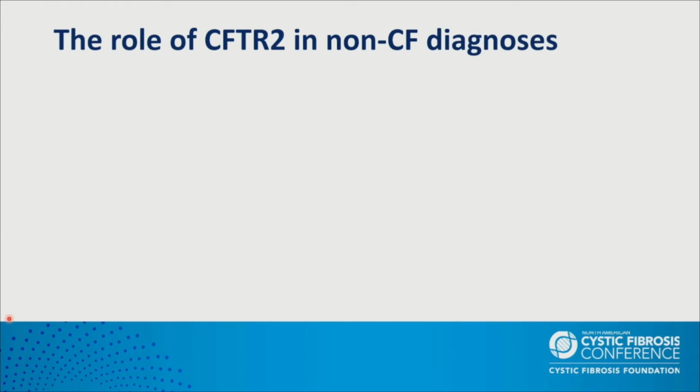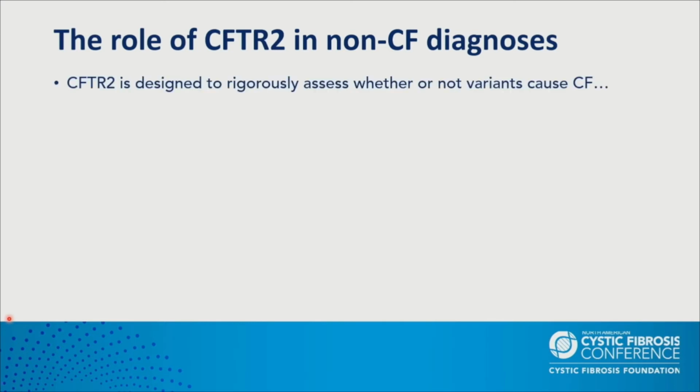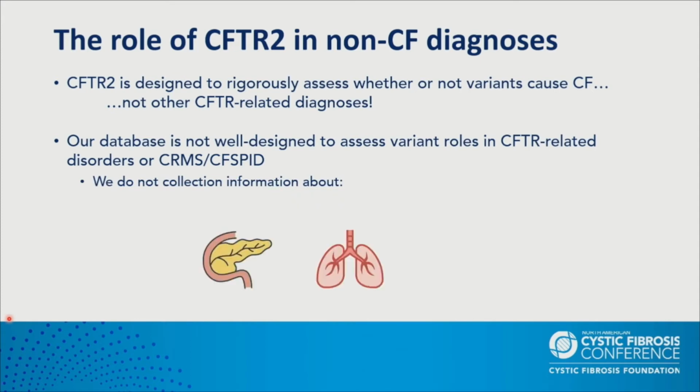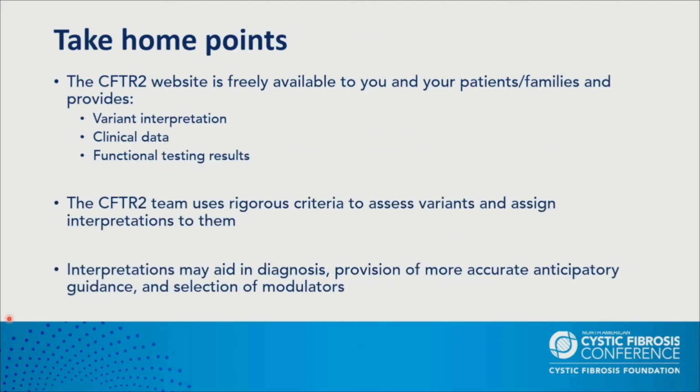Very briefly, I want to touch on the role of CFTR2 in non-CF diagnoses. We don't have one. We rigorously assess whether variants cause CF, but we're not specifically set up to assess CFTR-related disorders. We're trying, but we don't currently collect information about pancreatitis, bronchiectasis, or infertility. So we can sometimes have a gut feeling, but CFTR2 is really not designed for that. We're specifically looking at individuals with CF.